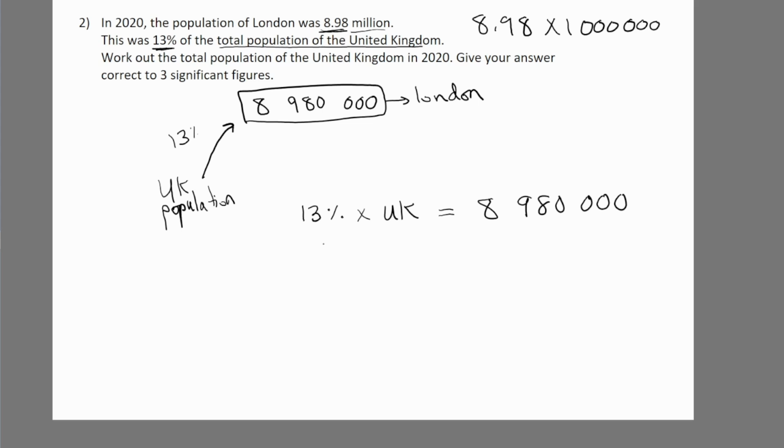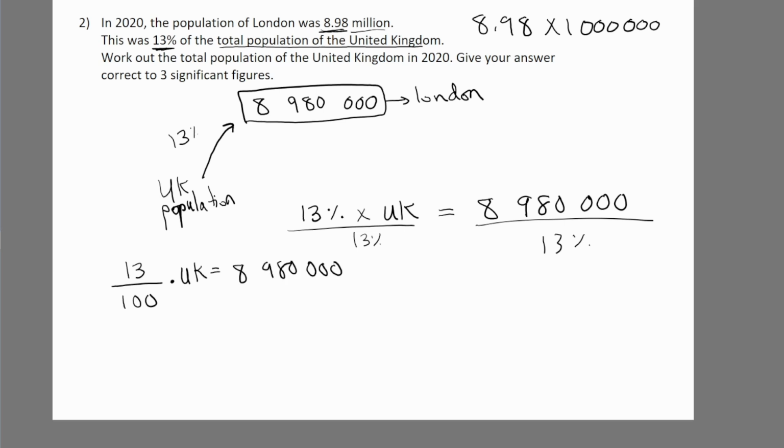Now let's solve this. So the easiest thing is to just divide by 13%, and you can just plug it on the calculator. Or if you like to write it as a fraction, then it's going to be 13 over 100 multiplied by the population of the UK equal to 8,980,000. And then in this case, you will multiply by 100 over 13. This will cancel out this fraction and give you your answer. Whichever method works for you, both will give the same answer. And we're going to plug this on our calculator.